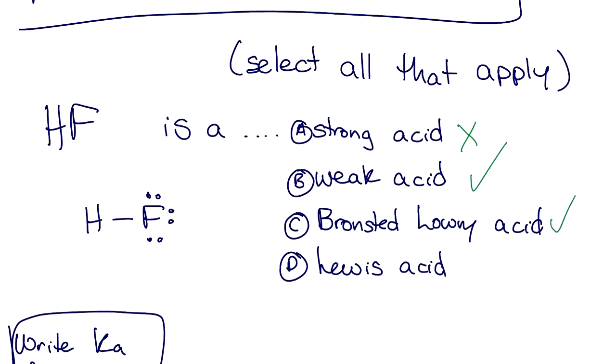Is it a Lewis acid? Yes, it is, because what do Lewis acids do? Accept electrons. This proton right here can go ahead and accept electrons. All right, so note here that it's an acid, so it's going to be a Lewis acid and a Bronsted-Lowry acid. It fits within that definition.